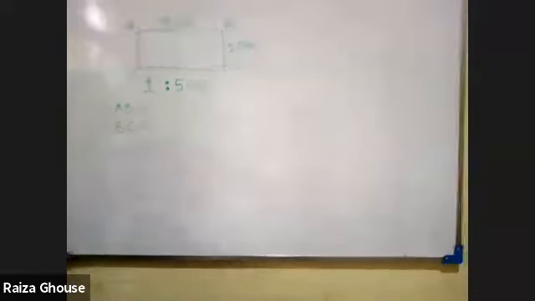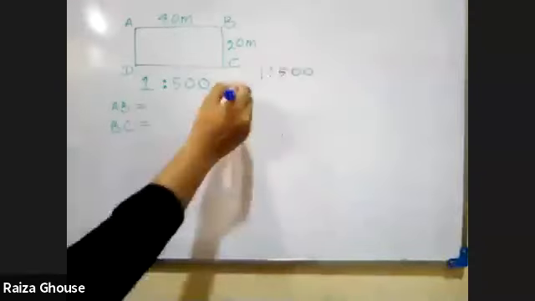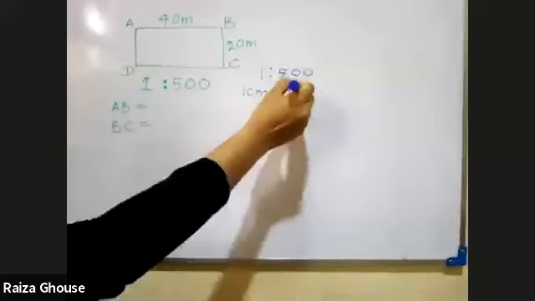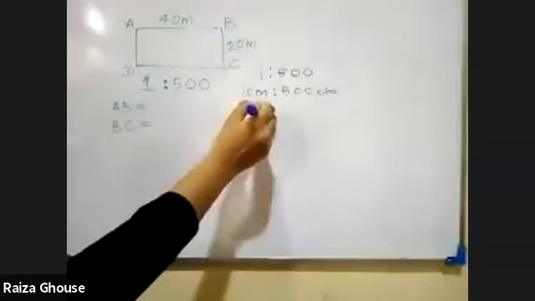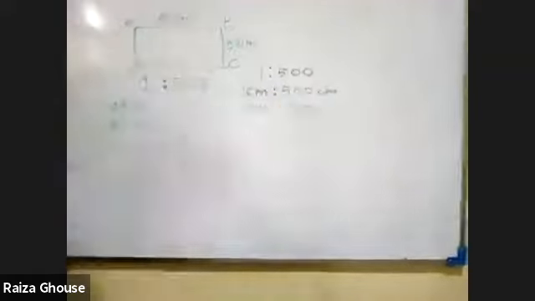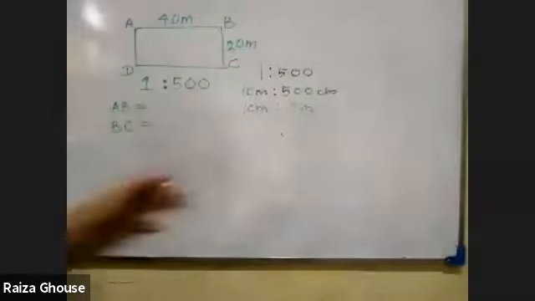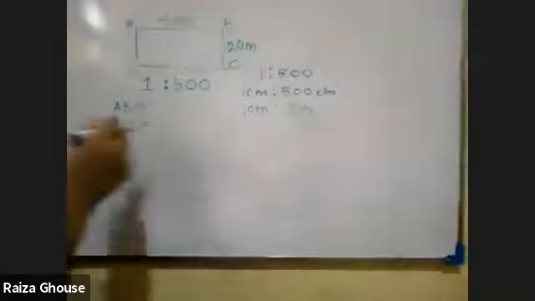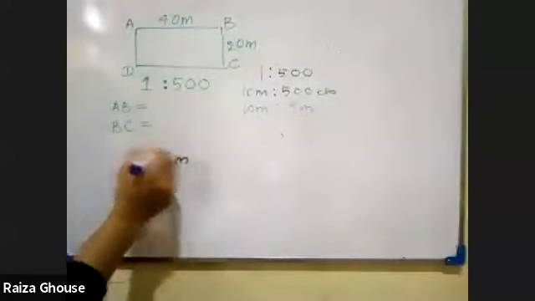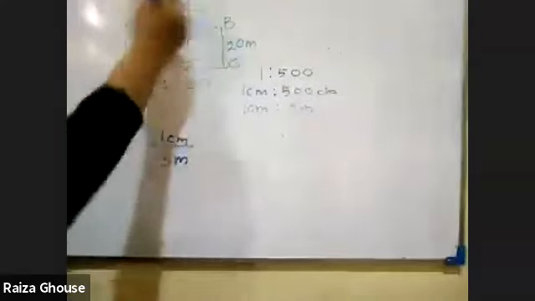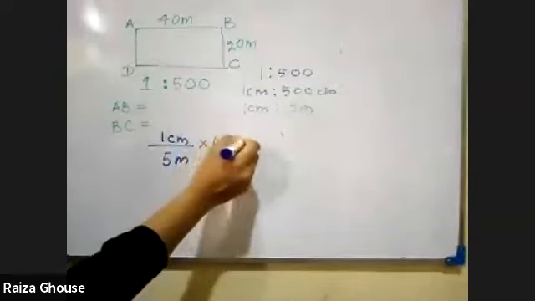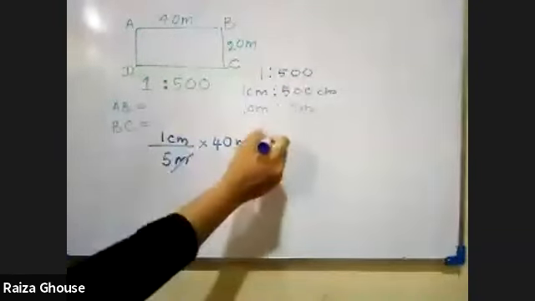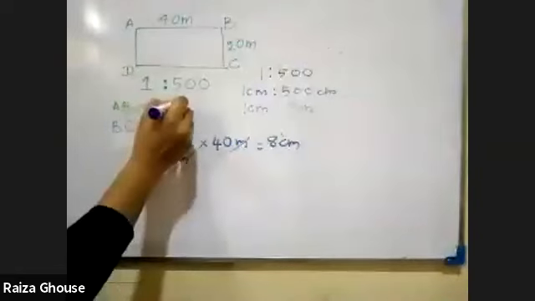So what do we do here? Look at the board. 1:500 means 1 centimeter is representing 500 centimeter, so I can tell that 1 centimeter is 5 meter. So if 5 meter is representing 1 centimeter, what about 40 meter? Meter and meter cancel. 40 divided by 5, 8 centimeter. So AB is 8 centimeter.